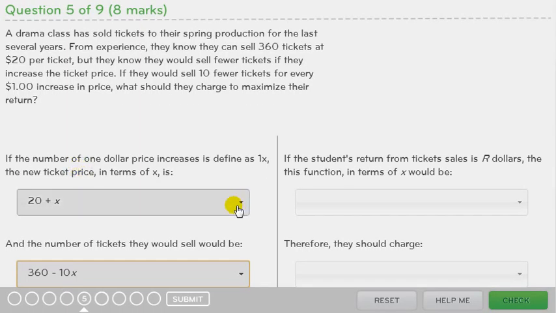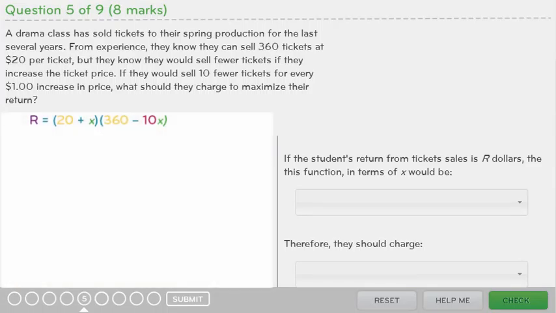So now that we've come up with these two initial functions, we can figure out our revenue function. So let's start with that. We'll determine our revenue function. Once we have our revenue function, then we can complete the square to determine how much we'll make and the price that we should charge.